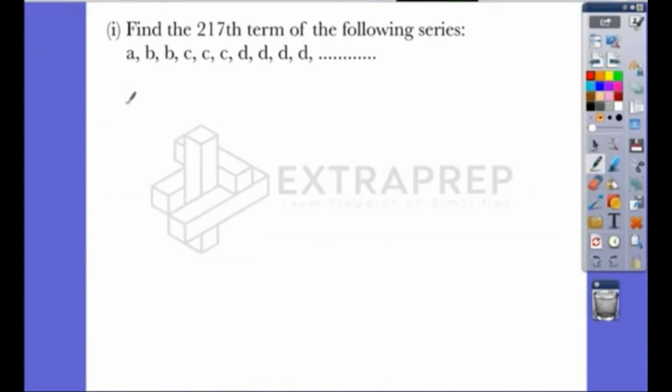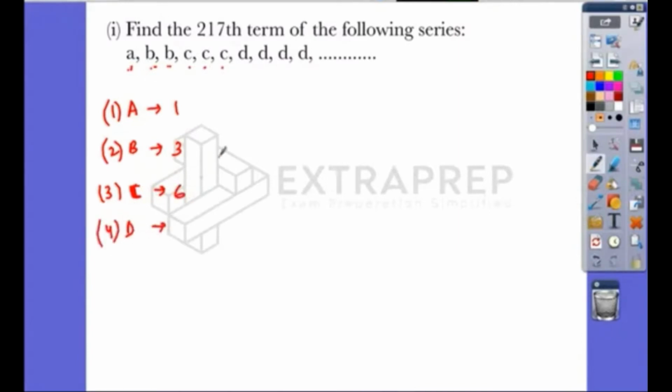So this is the question. A is the first letter, and there's 1 A. B is the second letter. Which term does B end at? 1, 2, 3. B ends at the third term. C is the third letter, and it ends at which term? 1, 2, 3, 4, 5, sixth term. D is the fourth letter. It ends at which term? The 10th term.